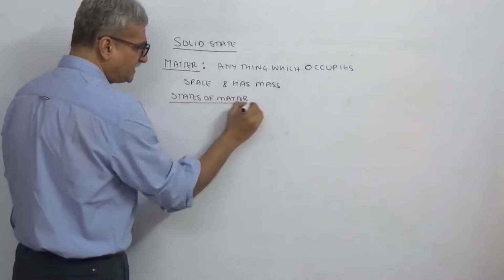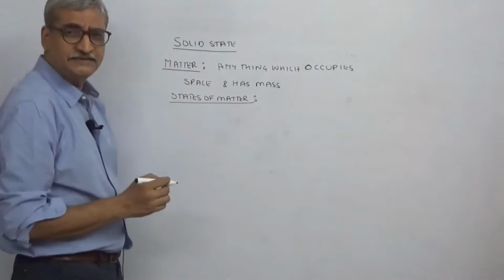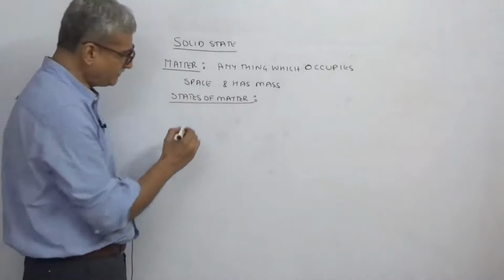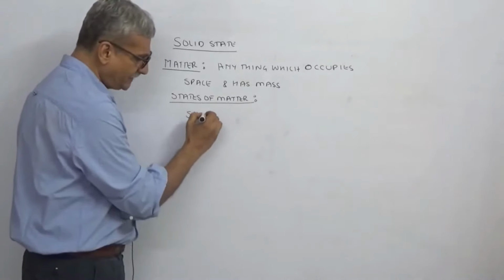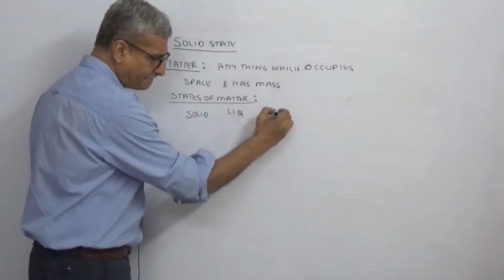So when you're talking of states of matter, there are basically 3 states of matter. What are the 3 states of matter we have? It is solid, liquid, and gas.